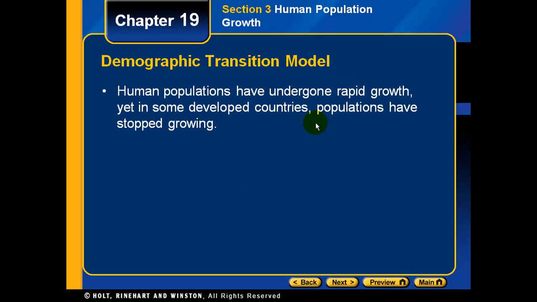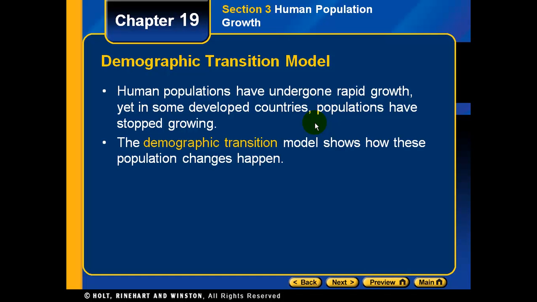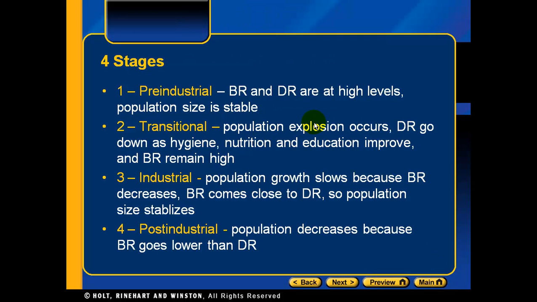Human populations have undergone rapid growth, yet in some developed countries, populations have stopped growing. The demographic transition model shows how these population changes happen. There are 4 stages to the demographic transition model.